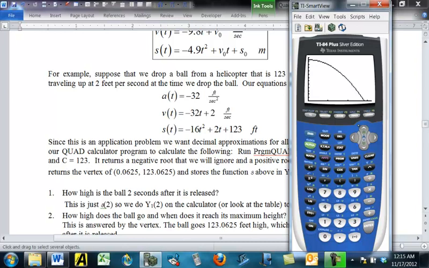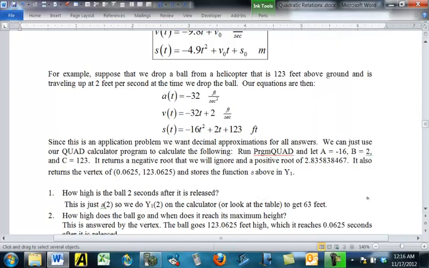What is s of 2? We can just get that by hitting trace and doing 2. Or I could do it by hand by just plugging in 2 in the formula here. Negative 16 times 2 squared plus 2 times 2 plus 123. Or I could look at the table and look at 2. But we see it's 63 there.